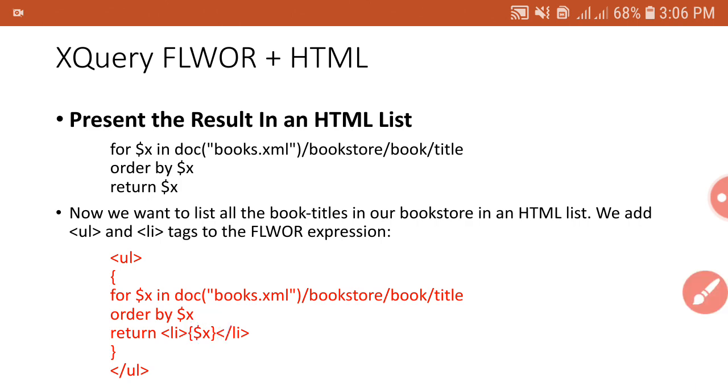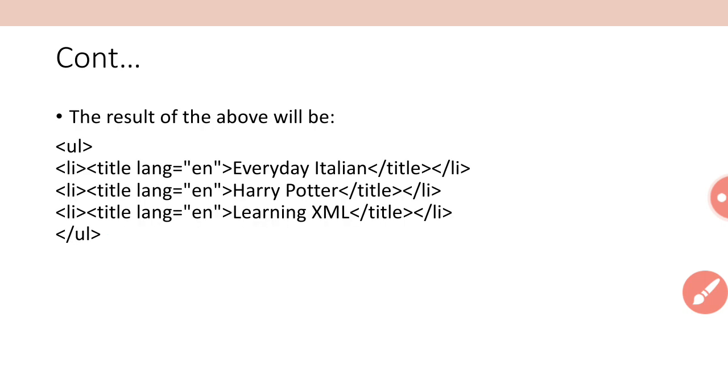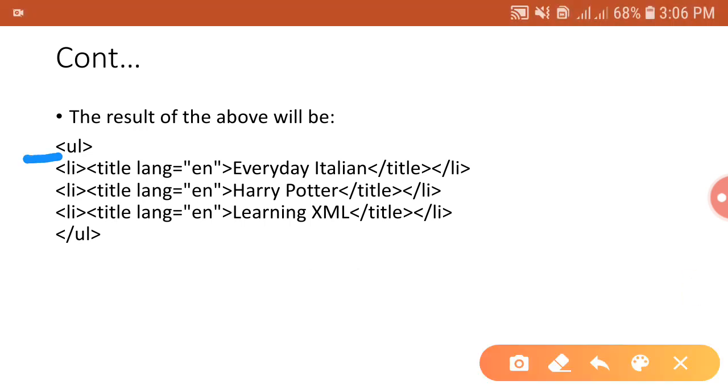See the result here for this FLWOR expression. It will be printed in UL tag. As you can see, there is UL tag at first, then in li the title elements are printed. So here all title elements are listed in UL tags with attributes also.